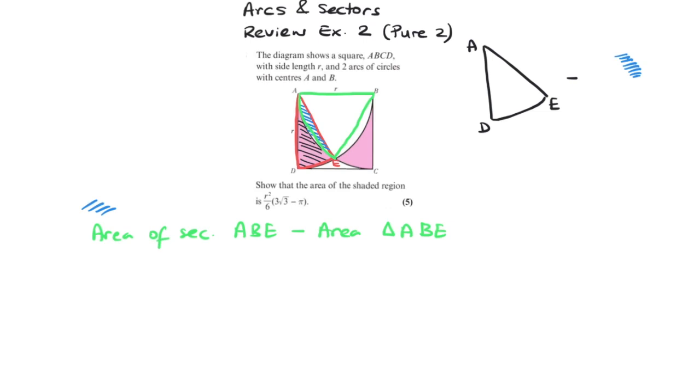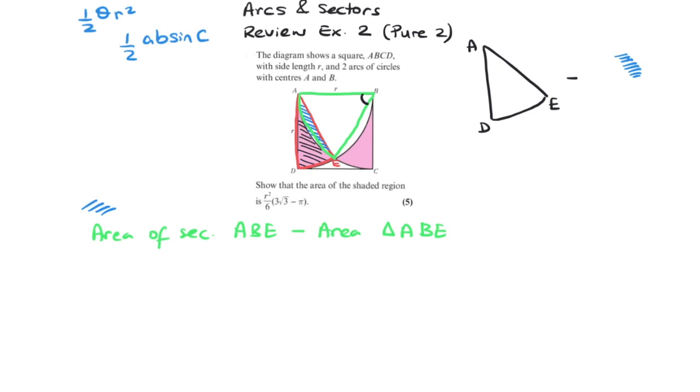So let's work that out. And for that, we would need the angles. Remember that the area of a sector is given by half theta r squared, and the area of a non-right-angled triangle we always consider as half ab sine C. So we need those angles right there. And that's pretty straightforward.